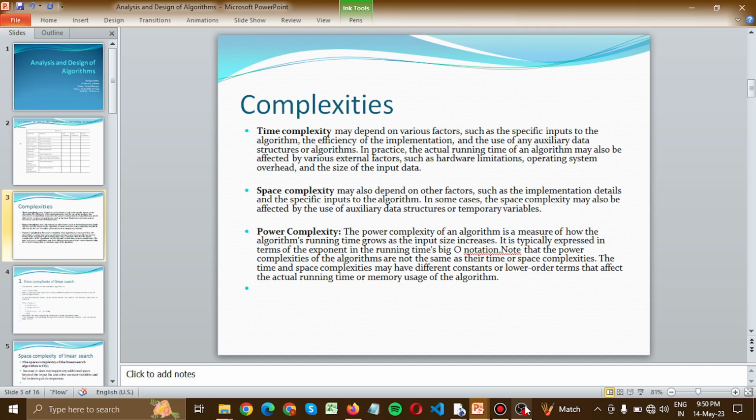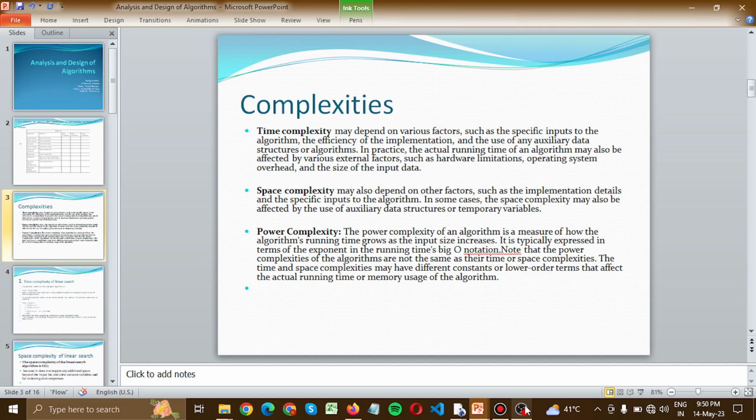Now, space complexity. Space complexity may also depend on other factors such as the implementation details and the specific inputs to the algorithm. In some cases, the space complexity may also be affected by the use of auxiliary data structures or temporary variables. Now, power complexity.